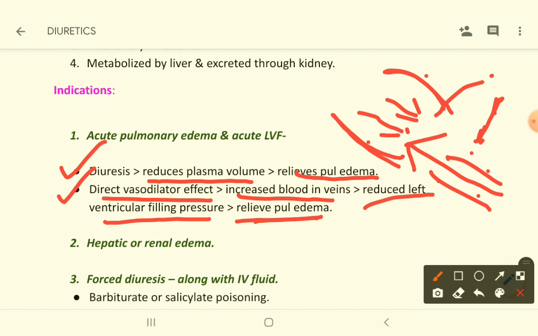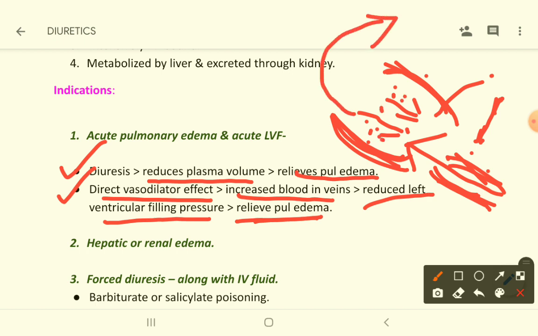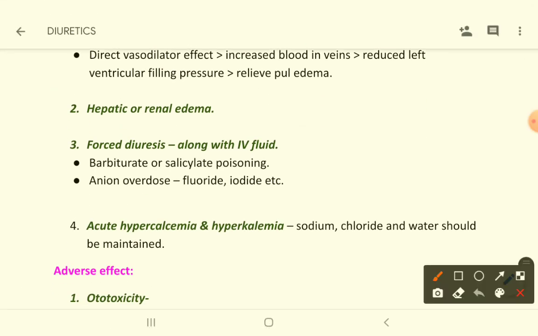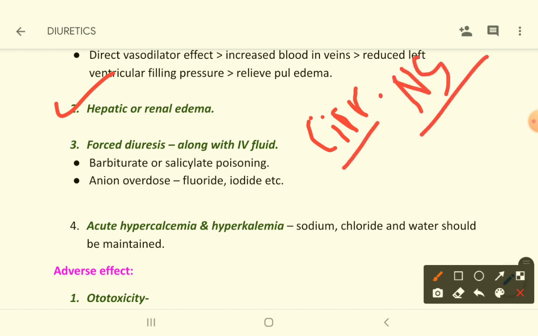But if these veins are dilated, blood will pool more in the veins, so less will go to the heart, and there will be less end-diastolic volume, thereby relieving pulmonary edema. You can use these drugs in hepatic or renal edema, like in liver cirrhosis. There is edema in liver cirrhosis, there is edema in nephrotic syndrome, so you can use these drugs in hepatic or renal edema.